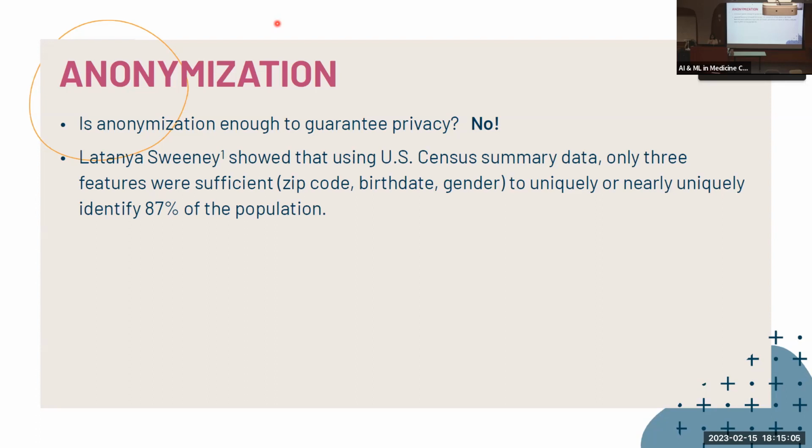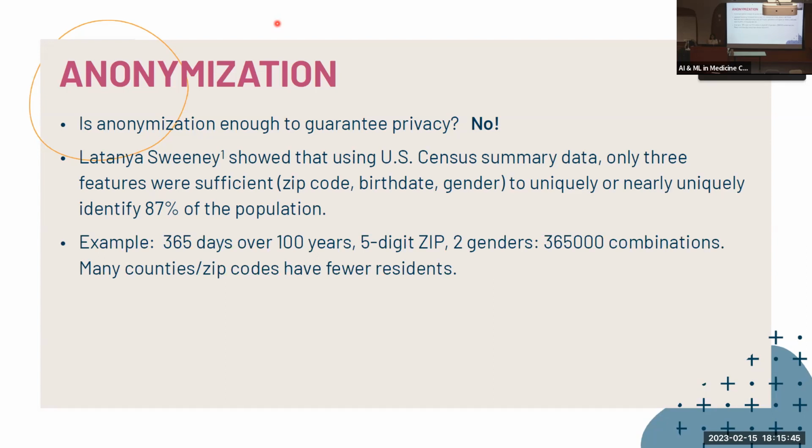And so this was from US Census summary data, not from this past census, but from the one before that, which I think was 2010. But even before that, LaTanya Sweeney, a researcher in privacy, did this, I believe, in the late 1990s. And there she used US Census summary data, and she was able to show that only 3 features were sufficient, and those 3 were zip code, birth date, and gender, to uniquely or nearly uniquely identify 87% of the population. So your name and social insurance number, which are very specific to you, were not necessary. Just with these 3 pieces of information, you could uniquely identify.